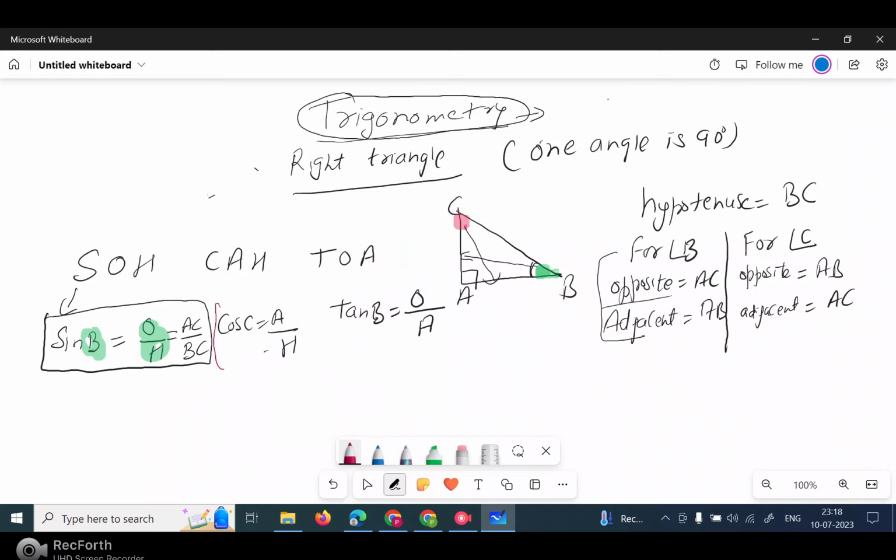If I want to get cos of C, now you are going to deal with angle C. For angle C, CAH: C stands for cos, A stands for adjacent side, H stands for hypotenuse. And O stands for opposite side, A stands for adjacent side. So the adjacent side for angle C is AC, divided by hypotenuse BC.